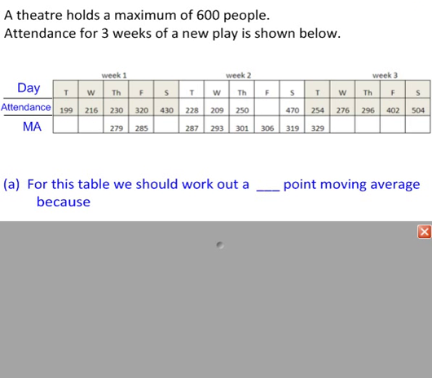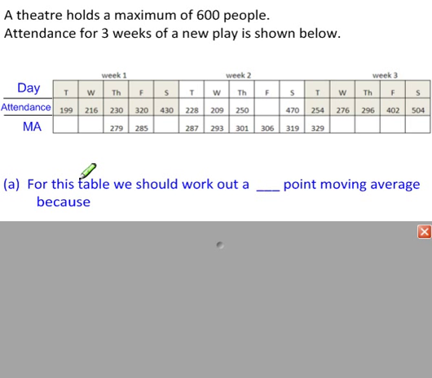A theatre holds a maximum of 600 people. Attendance for 3 weeks of a new play is shown below in this table. So you have the weeks, so week 1, week 2, week 3. You have the day of the week that the theatre opens, Tuesday, Wednesday, Thursday, Friday, Saturday, Tuesday, Wednesday, etc. You have the attendance, and then you have moving averages.